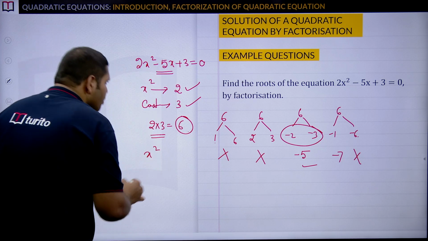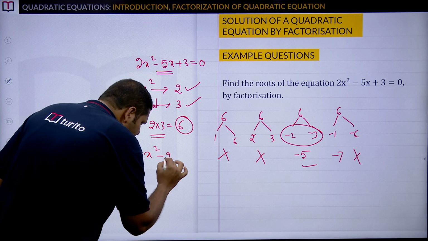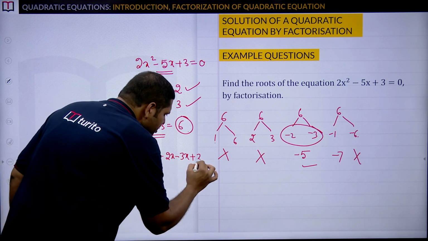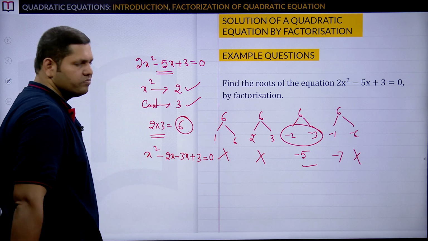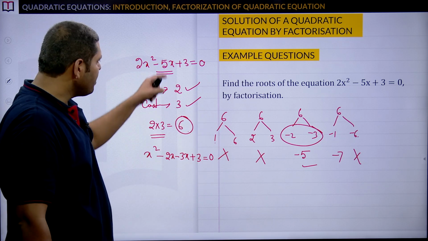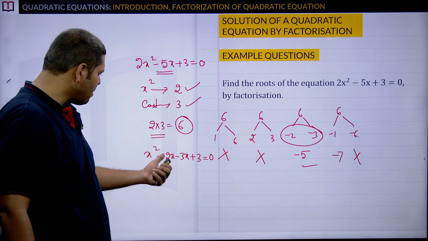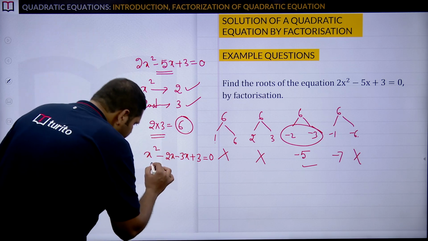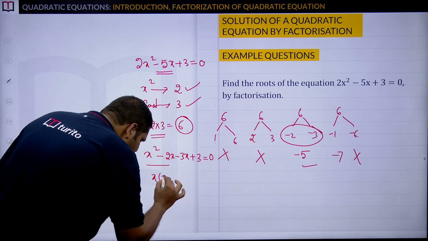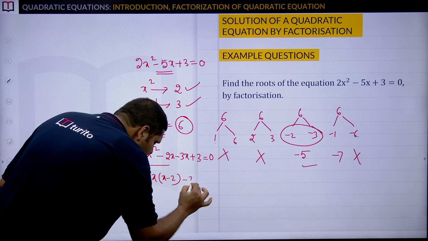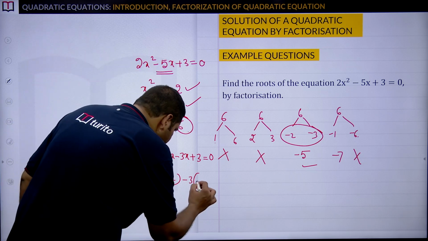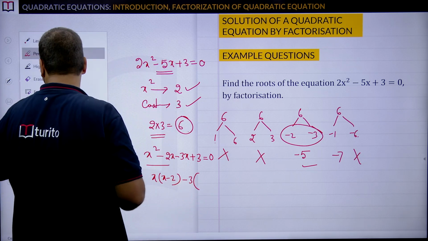So x square. This minus 5x I am writing as minus 2x and minus 3x, and this is plus 3 equal to 0. Can I write, children, this minus 5x splitting as minus 2x and minus 3x? Then, children, I am taking the x common here. So if I take x common, this is x minus 2. Then, children, take the minus 3 common. If I take minus 3 common, children, this is what? Sorry, it is x plus 1.